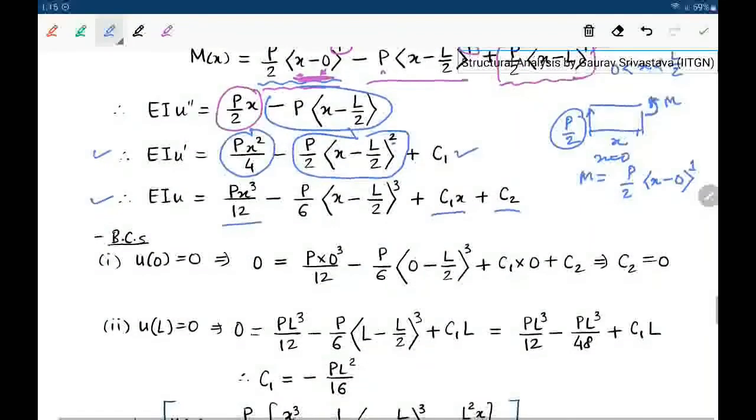So now for both the spans we are able to integrate simultaneously, and then we can apply the boundary conditions. The first one is that u at 0 is equal to 0. So in this equation we put 0, so this becomes 0. Here if we put x equal to 0, 0 is less than L by 2, so this becomes 0, and here it is 0, so from here we get C2 is equal to 0.